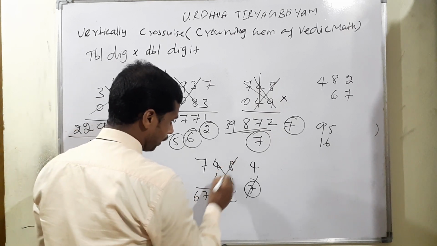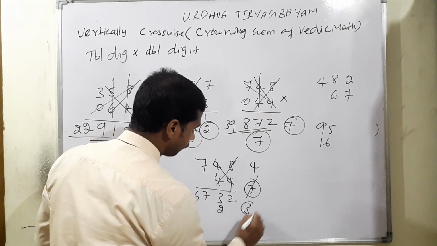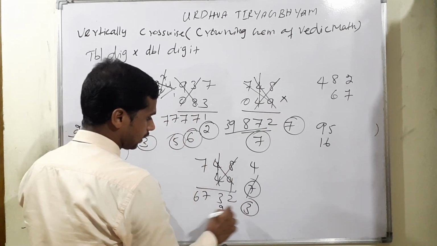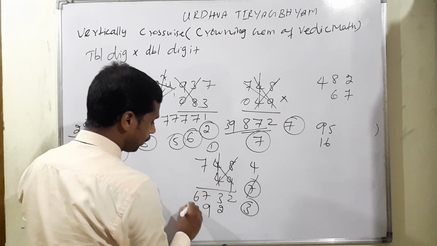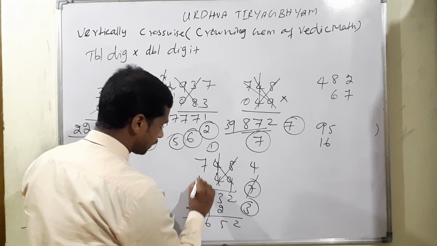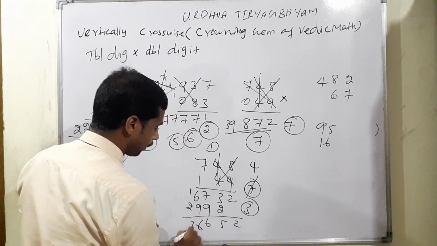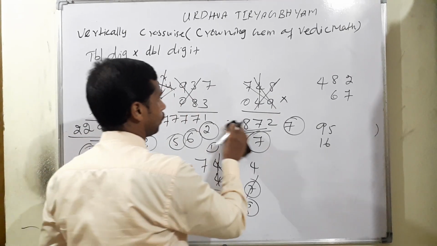Next term, 8 4s are 32. 32 means again carry will be 3. 4 4s are 16. 16 plus 3 is equal to 19. Again 1. 7 4s are 28. 28 plus 1 is equal to 29. So 2, 5, 6, 1, 10, 16, 1, 3. 3 double 6, 5 true. Some mistake is there. So we can check it once again.